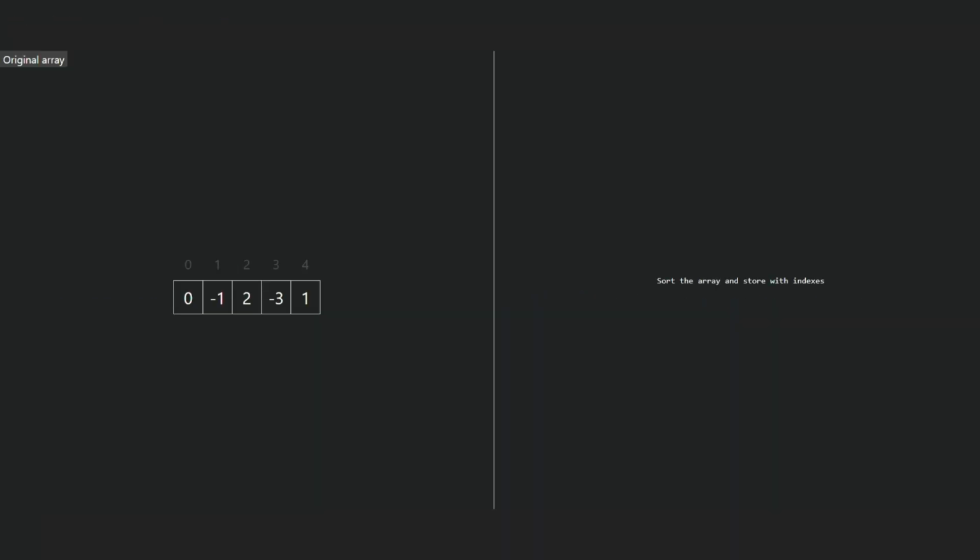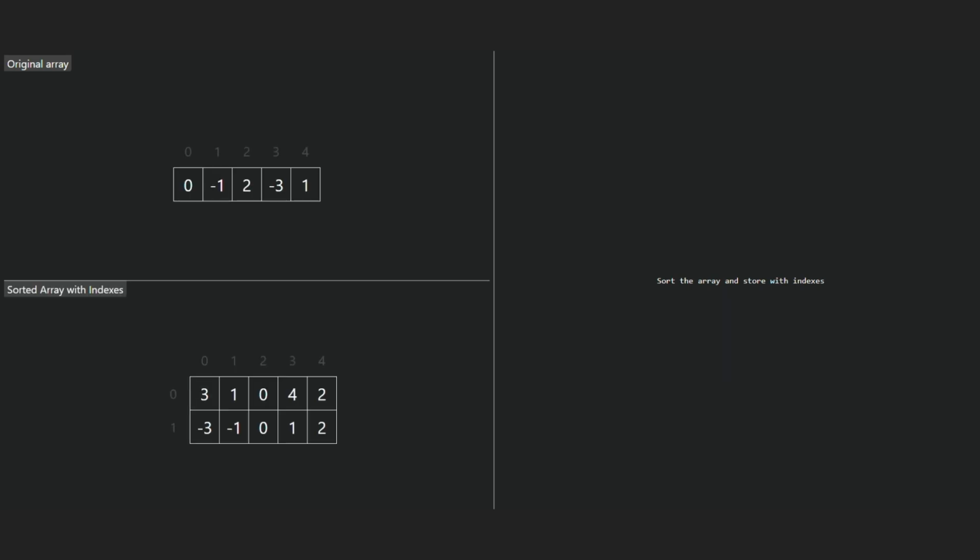Let's try running this with the array 0, -1, 2, -3, 1, which has indices 0 to 4. Step 1. Sort the array. Sorting gives us -3, -1, 0, 1, 2. The indices are now based on the sorted array, but we'll track the original indices.